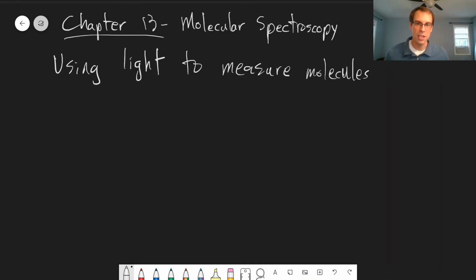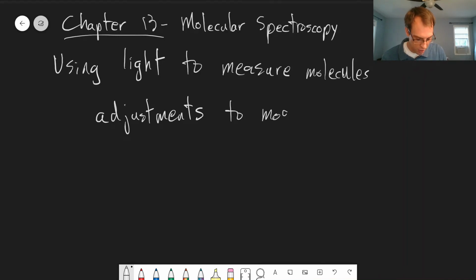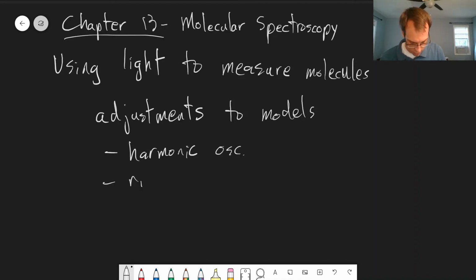And so chapter 13, we're skipping chapter 14, and chapter 15 are about that interaction between light and matter. Chapter 13 is a lot related to taking the models that we've talked about in our class and how do those map onto spectra, and particularly what are the adjustments that we have to make. So, we've said that these models aren't perfect. So we're going to be using the models of specifically the harmonic oscillator and the rigid rotor as models for our molecules that we're looking at.